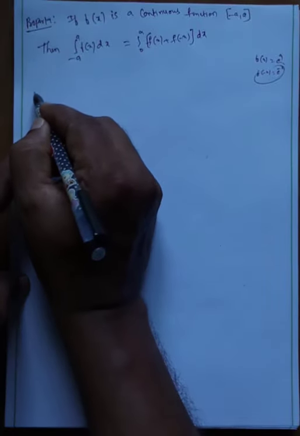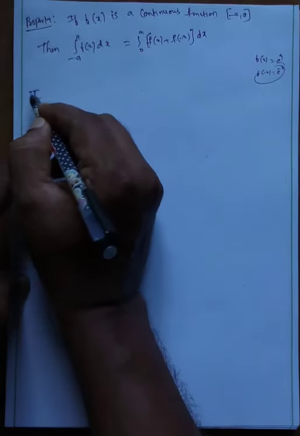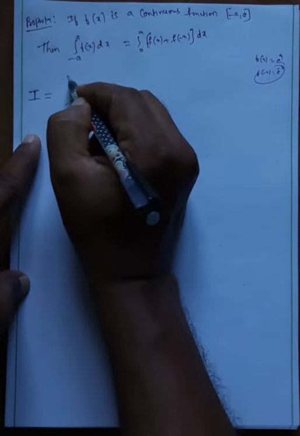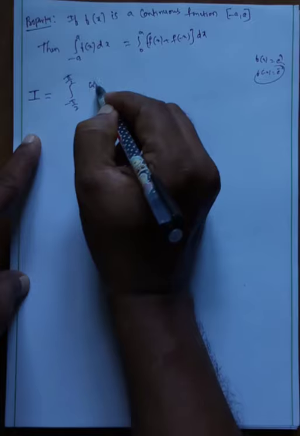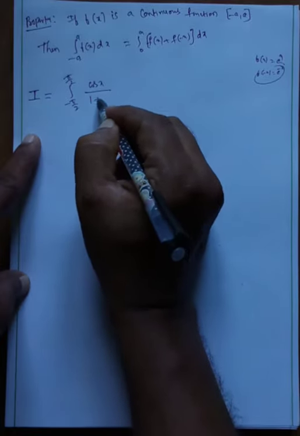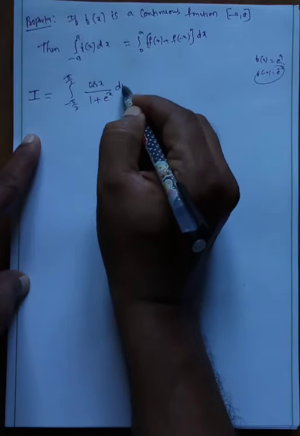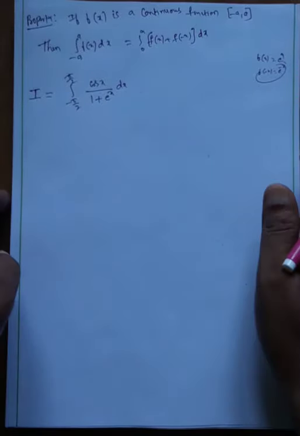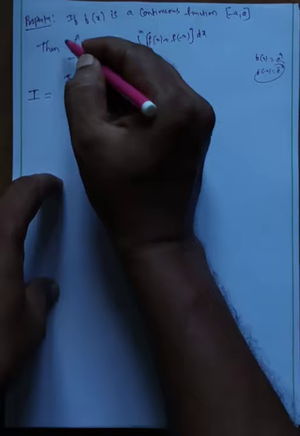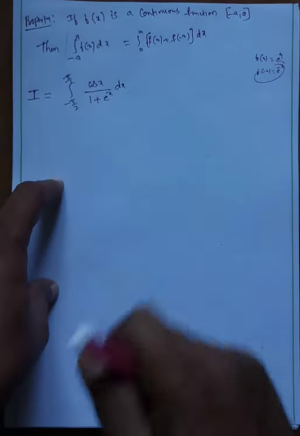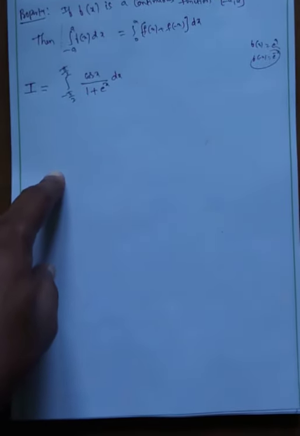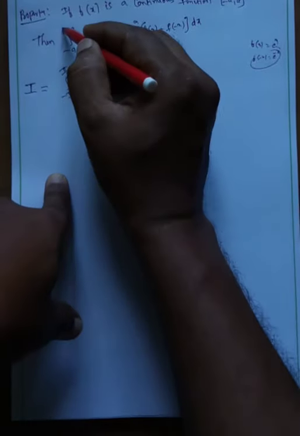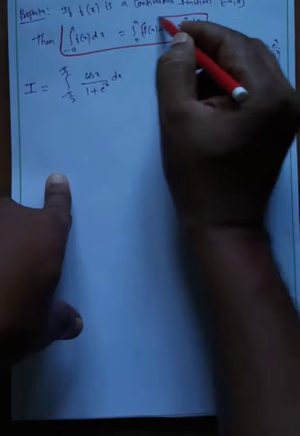Now we are going to another question: evaluate I is equal to the integral from minus pi by 2 to pi by 2 of cos x by 1 plus e power x dx. Okay, you must remember that formula, my dear students. The function f is continuous, and it is equal to this one.